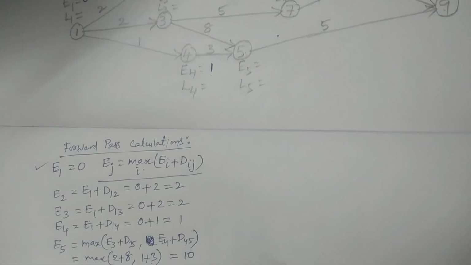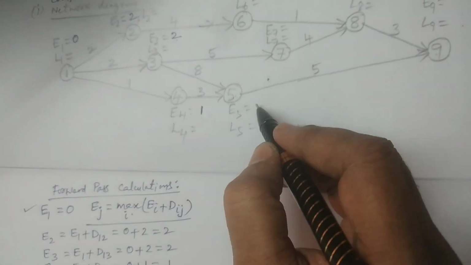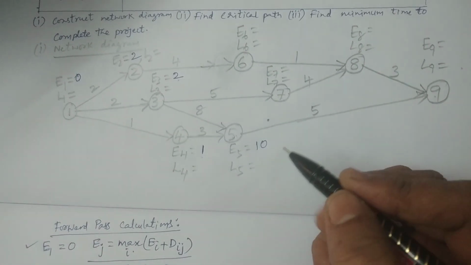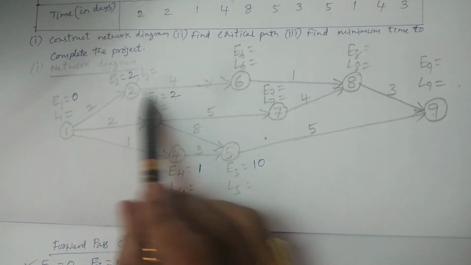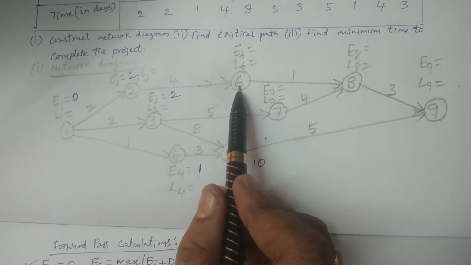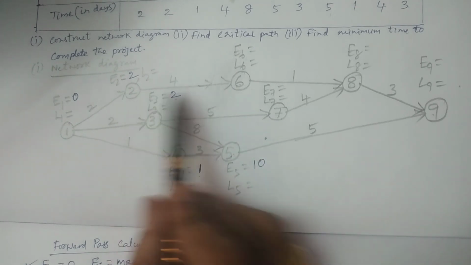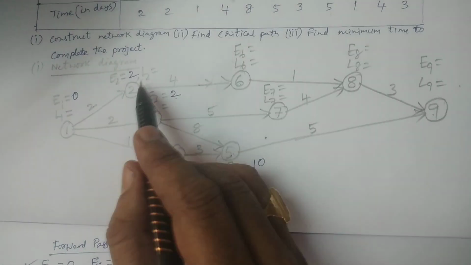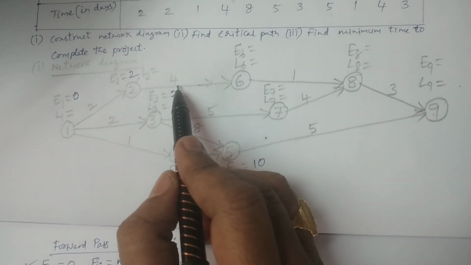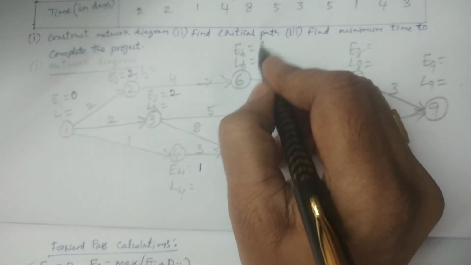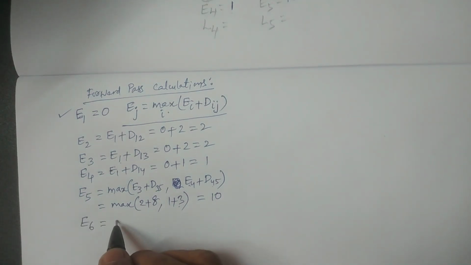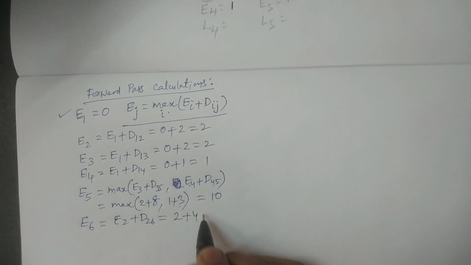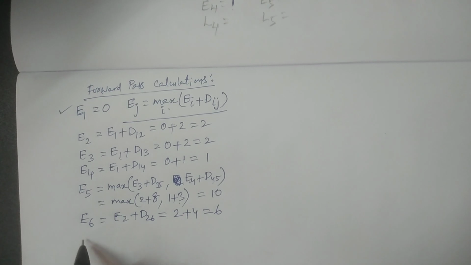So E5 is 10. Where is E5? Here we have E5, it is 10. And thereafter 6. Observe the network diagram, 6 is connecting from 2. So therefore E6 is equal to E2 plus D26, that is 2 plus 4. I calculate through the formula: E6 is equal to E2 plus D26, which is 2 plus 4, equal to 6. Clear?